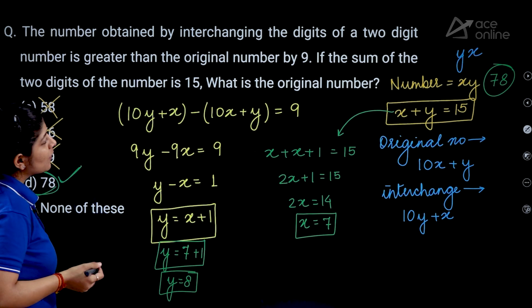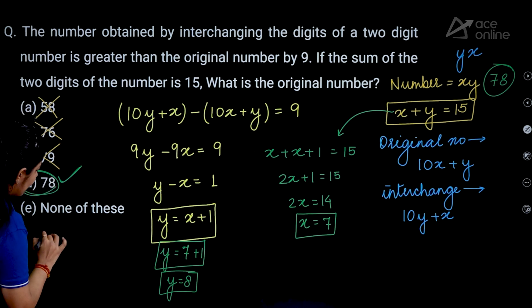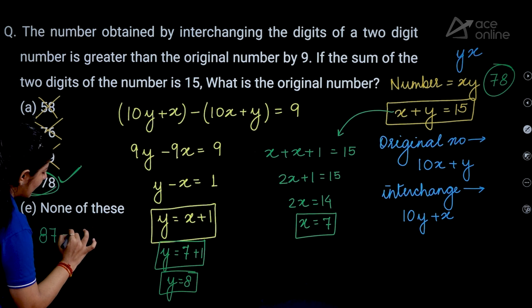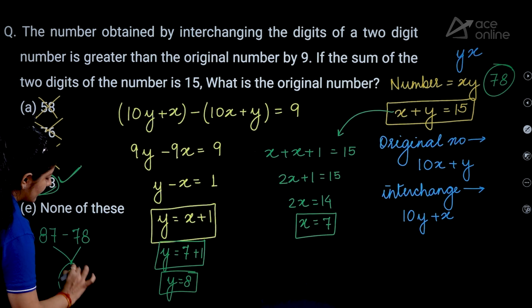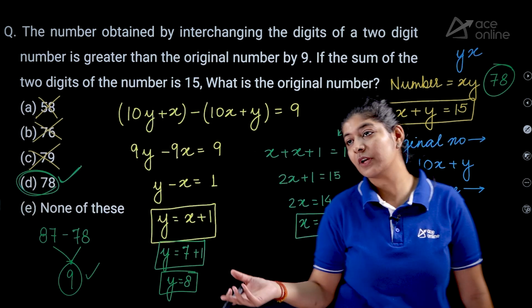But let's suppose I want to check it via the options only. So when I reverse this number, it will become 87. And when I subtract 78 from it, I'll get my answer as 9 only. And the sum of the digits is also equal to 15.